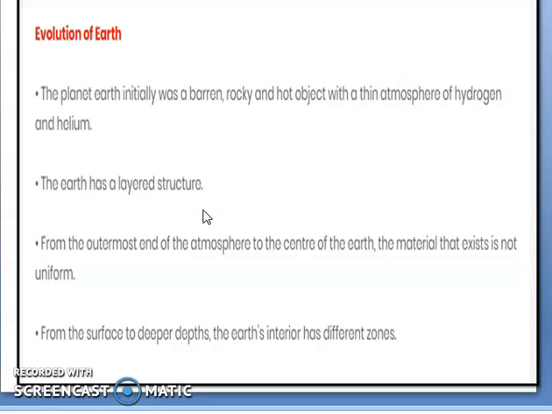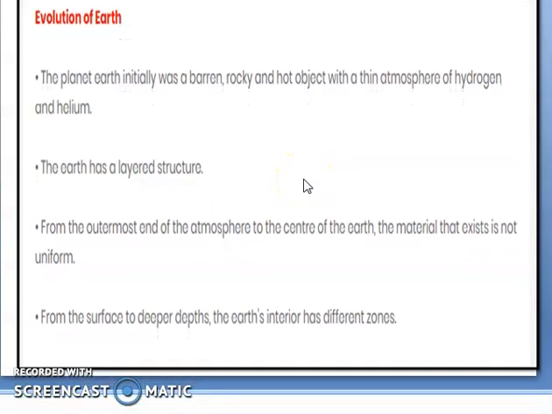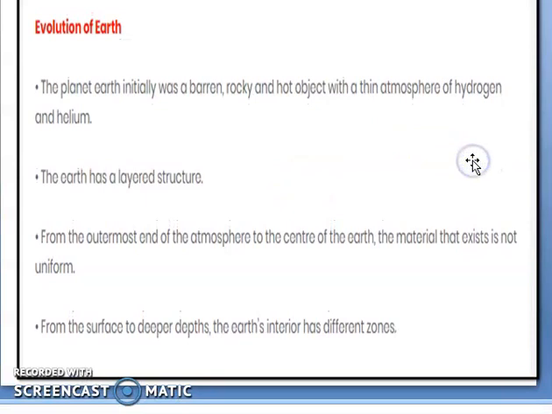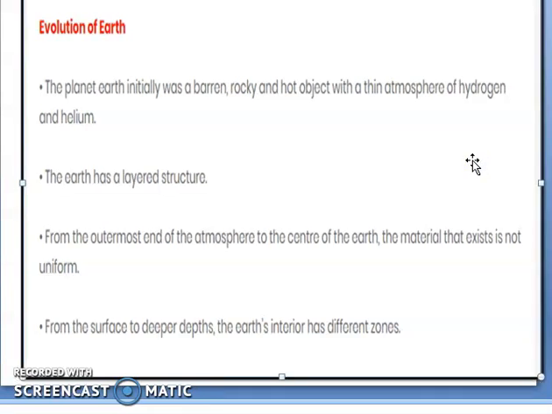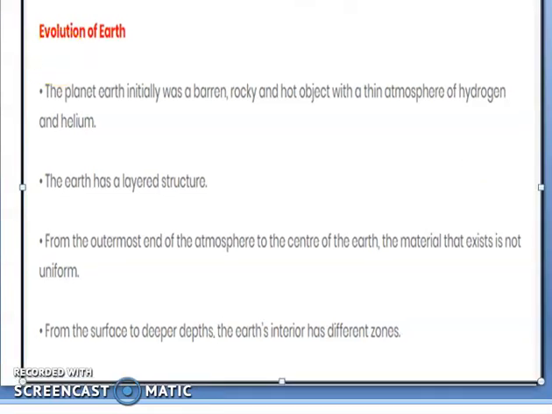Layered structure means, as you all know, there are three layers present. One is the atmosphere, another is the hydrosphere and another is the lithosphere. The outermost layer of the Earth's surface has a thin cover of air, that is the atmosphere. Hydrosphere means all the water bodies present on the Earth, and the lithosphere means the crust and the mantle together. That means the land mass, actually, we can say. Now here we are going to discuss the evolution of these three things: hydrosphere, atmosphere and lithosphere, and all together it is called the evolution of the Earth.